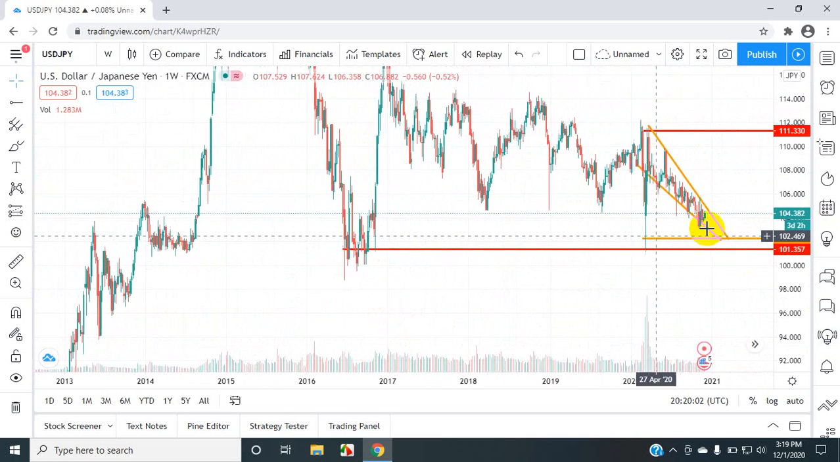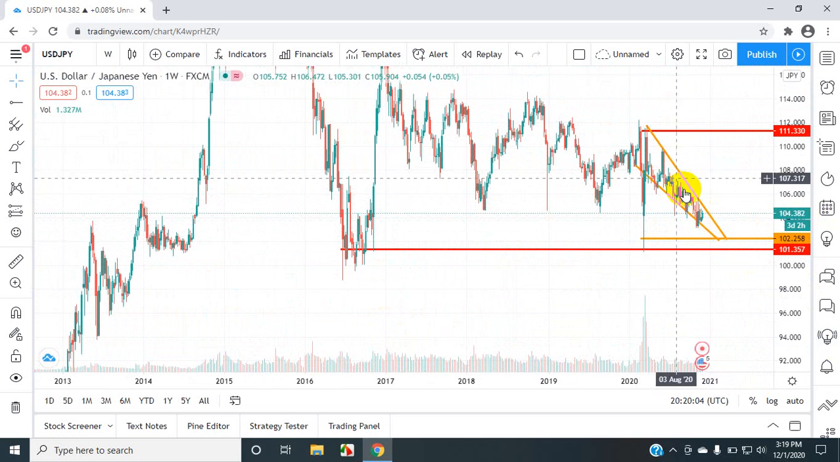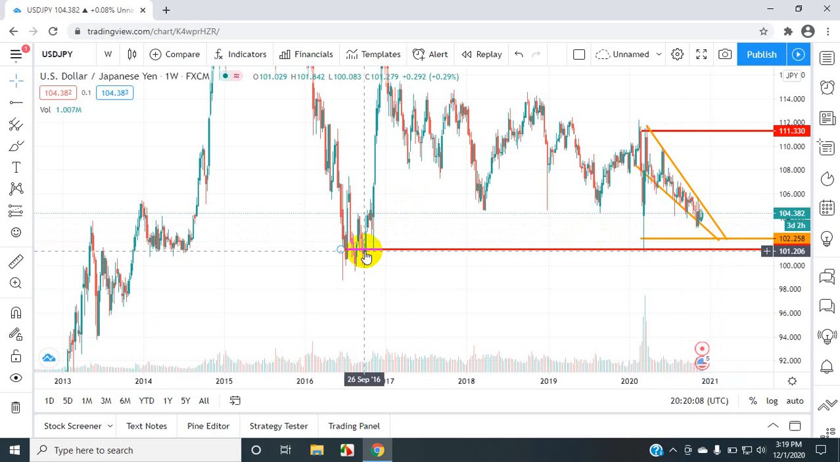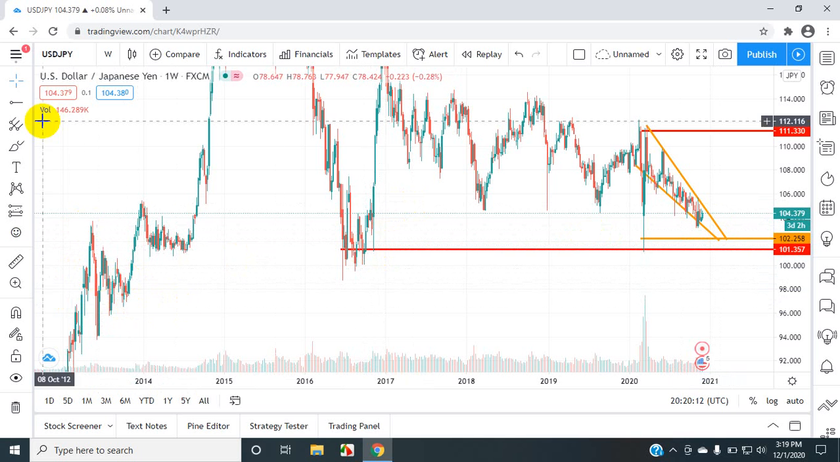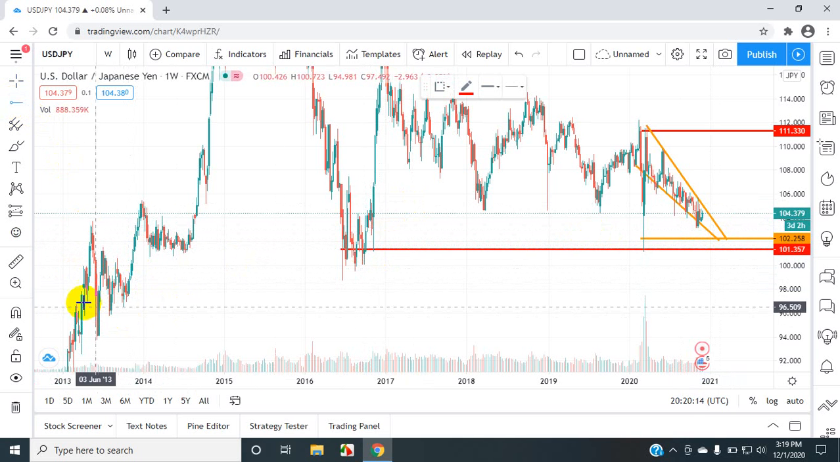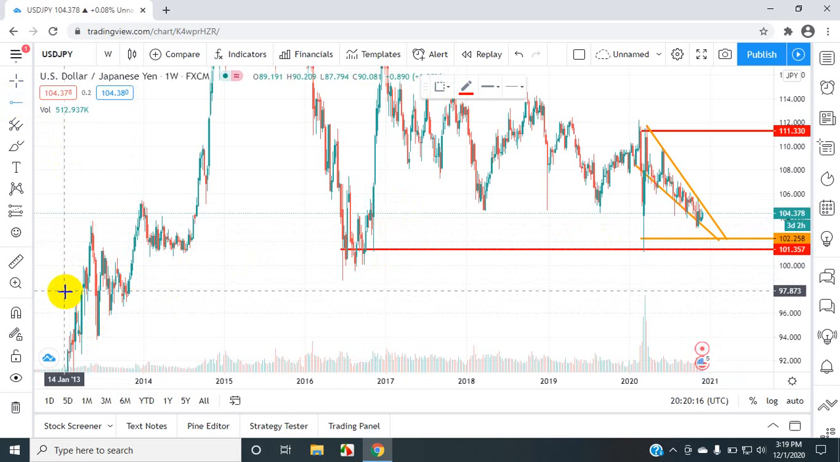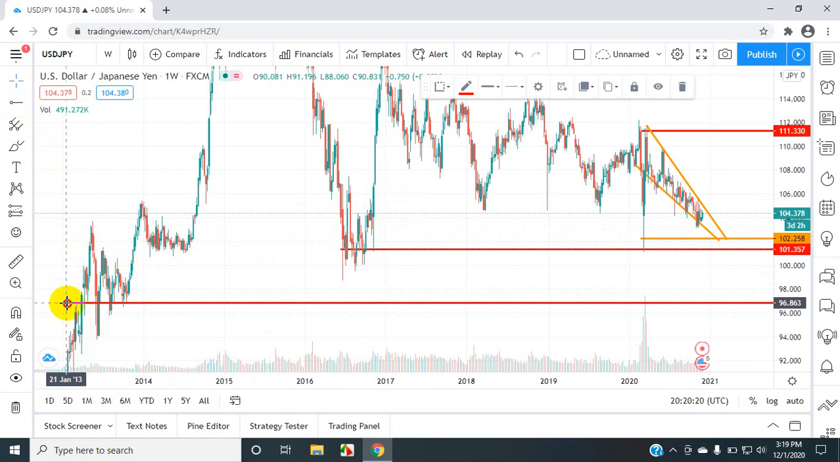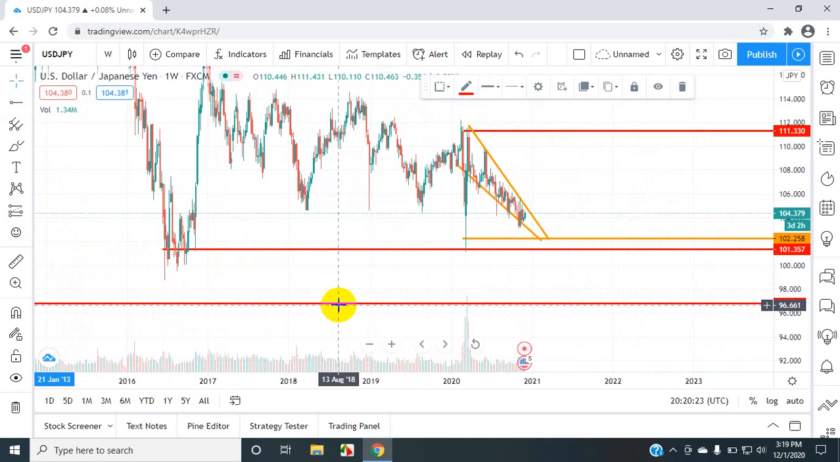Let me move this over so you guys can see. It's the wedge pattern coming in for a tight squeeze. Either going to break up or break down, and reach the next level. If it breaks past this level, it's going to break into this level here. So it's possible for it to break that level and reach lower lows here.